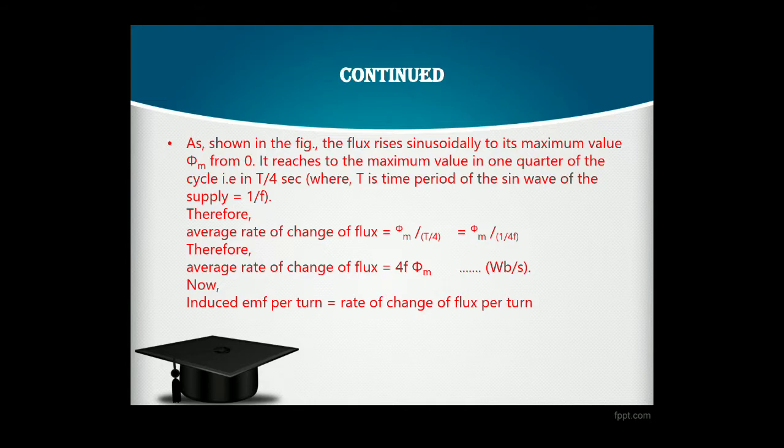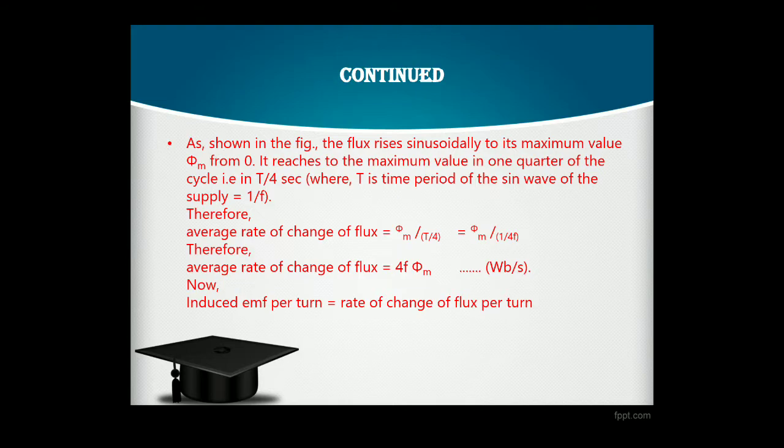Therefore the average rate of change of flux equals phi m divided by T/4. Phi m is the maximum flux and T/4 is the time in which the maximum value of flux is achieved. That is phi m divided by 1/(4f), where T is 1/f. So the average rate of change of flux equals 4f phi m in Weber per second.